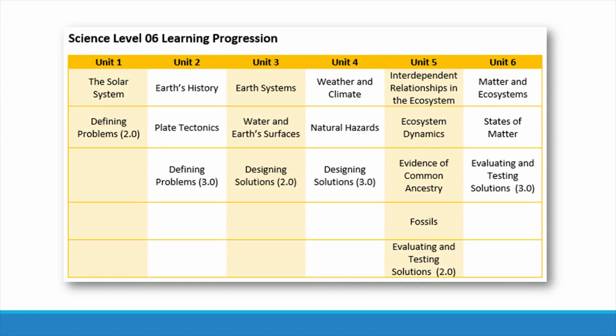Now we're going to show you a few district examples of learning progressions. Take a look at this Science Level 6 learning progression. There are a total of 16 proficiency scales for Level 6 Science. Students will have the chance to demonstrate proficiency for all 16 scales within the 6 units over the course of instruction.